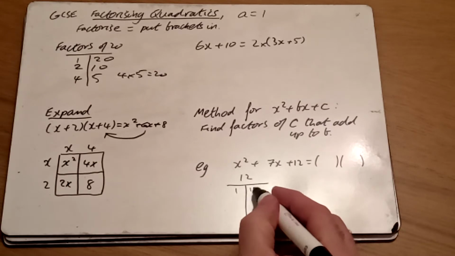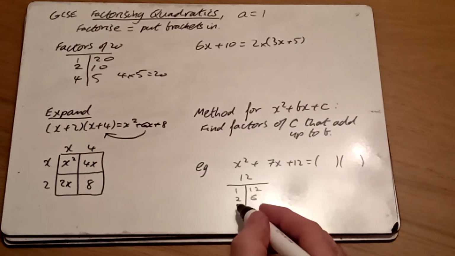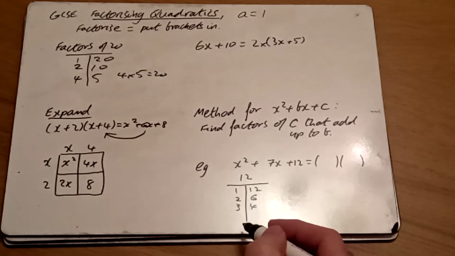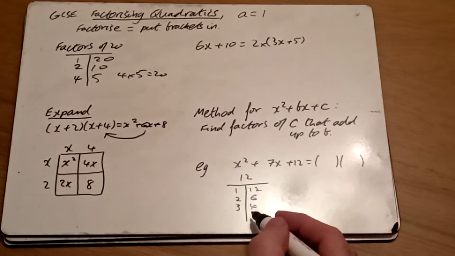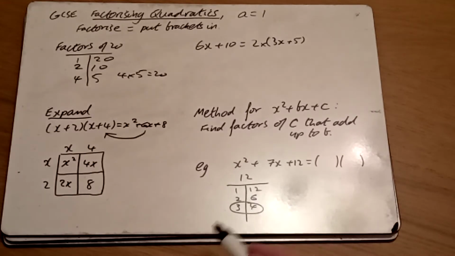Okay. So for example, if I've got x squared plus 7x plus 12, well, I can think about factors of 12. 1 and 12, got my factors then, 2 and 6, 3 and 4, and that's it. Because anything beyond 3 I've already got. So I've got these 3 pairs here. So in this case then, factors of 12 that add up to 7 are 3 and 4.